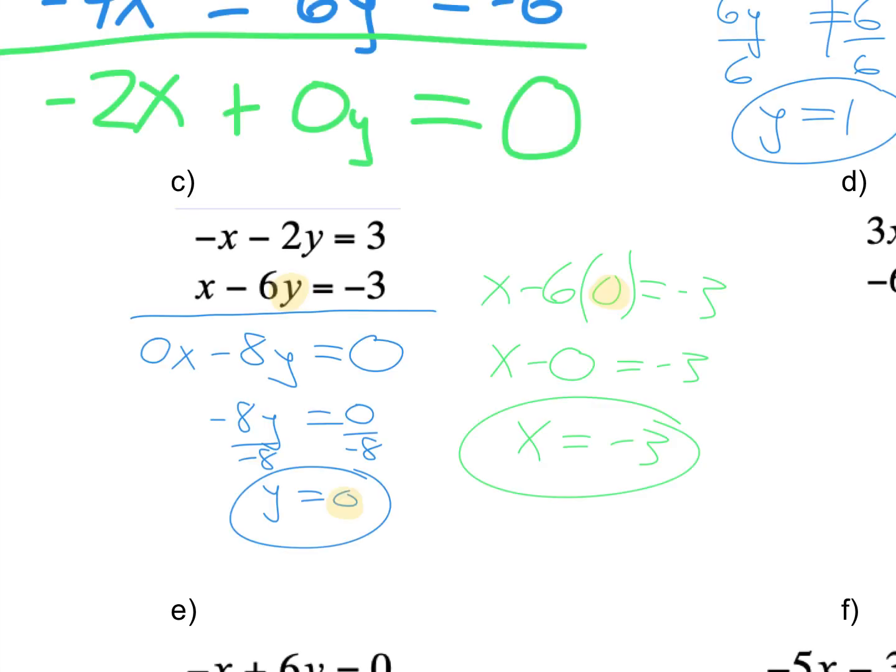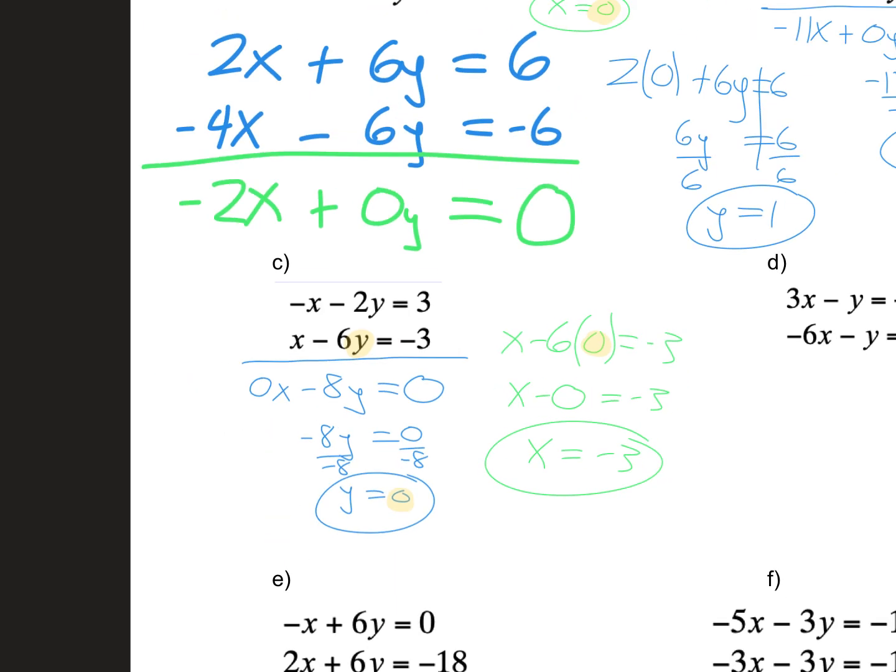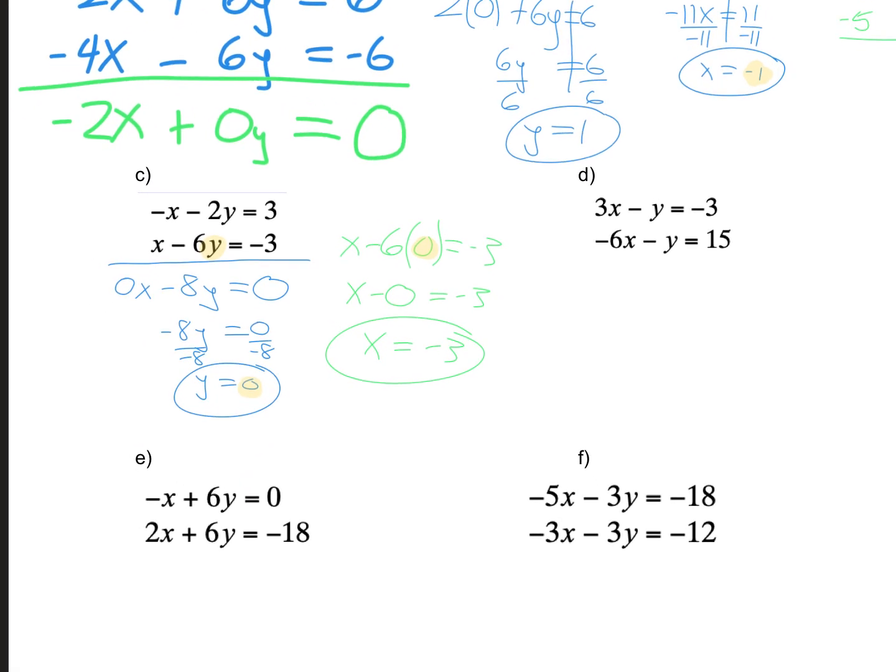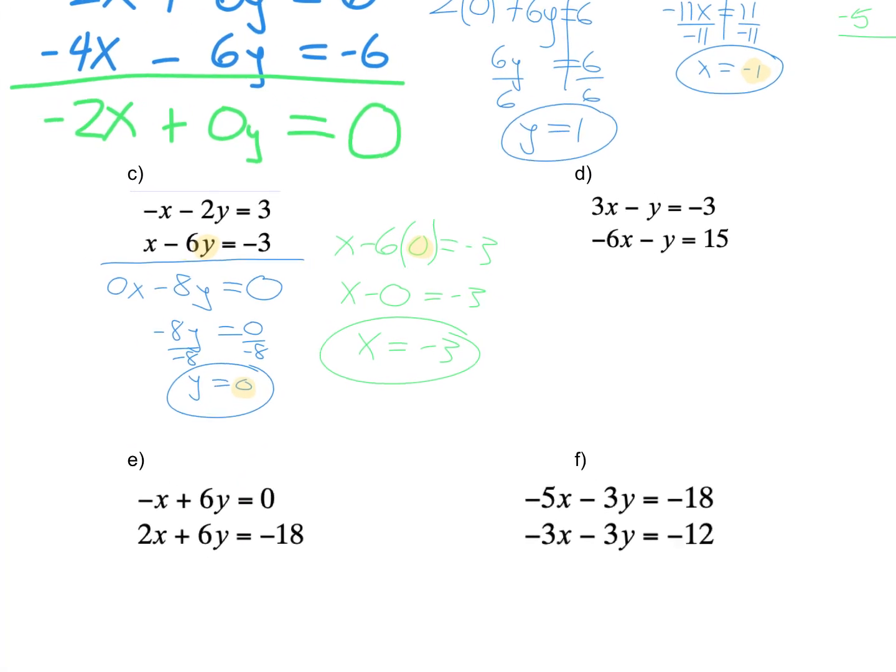All right, so I added the equations together, and I ended up getting 0x minus 8y equals 0. I simplified this down and got y equal to 0. I plugged that into the second equation over here, and then I simplified and got x equals negative 3. All right, let's move on to D.